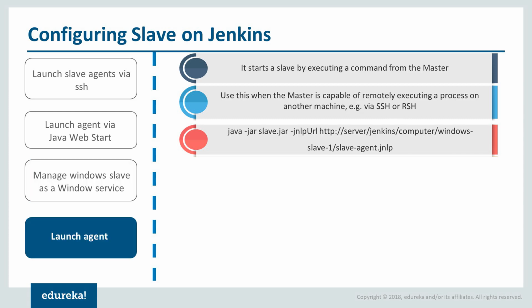And the last option is the launch agent. Basically, you manually launch the agent, or you run this command every time you start the agent. It starts a slave by executing a command from the master machine, and as a command you mention which jar file is to be executed. So that takes care of starting the agent on the remote machine.